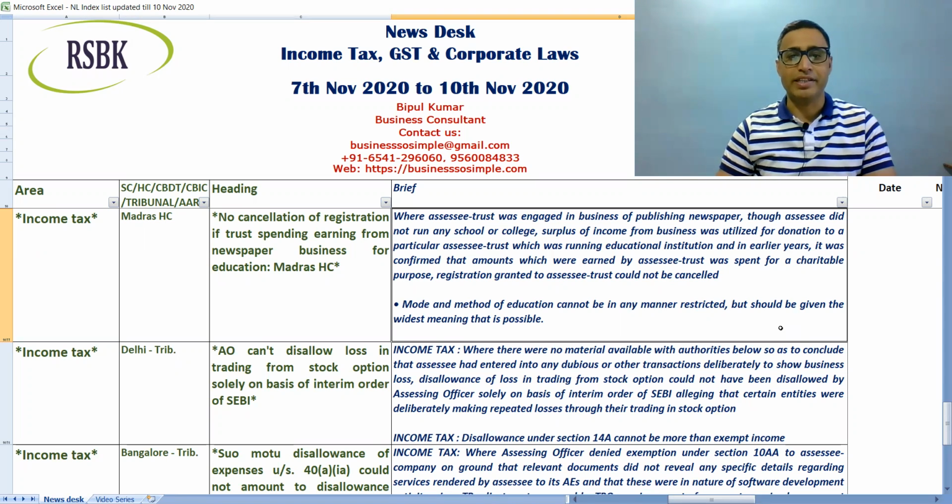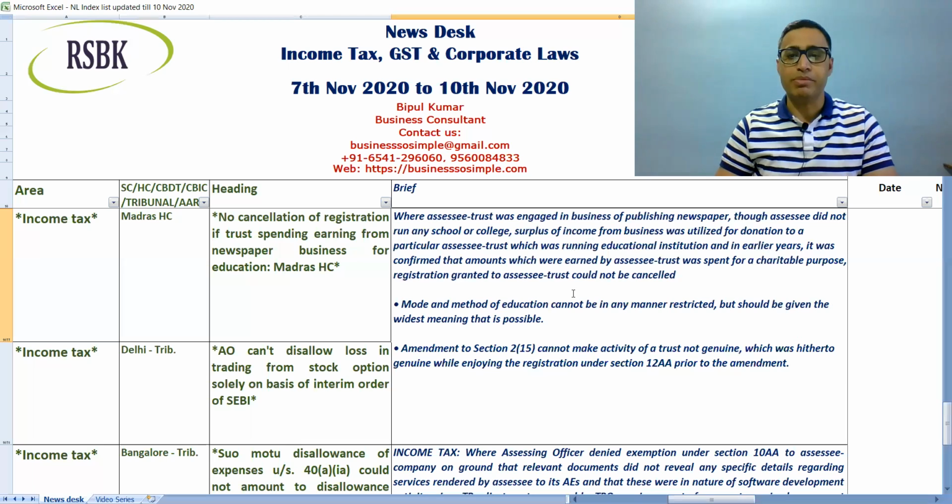Madras High Court held in this case that where the assessee trust was engaged in the business of publishing a newspaper, though the assessee did not run any school or college, the surplus income from the business was utilized for donation to a particular trust which was running an educational institution, and in earlier years it was confirmed that amounts earned by the assessee trust were spent for charitable purposes. Registration granted to the assessee trust could not be cancelled.